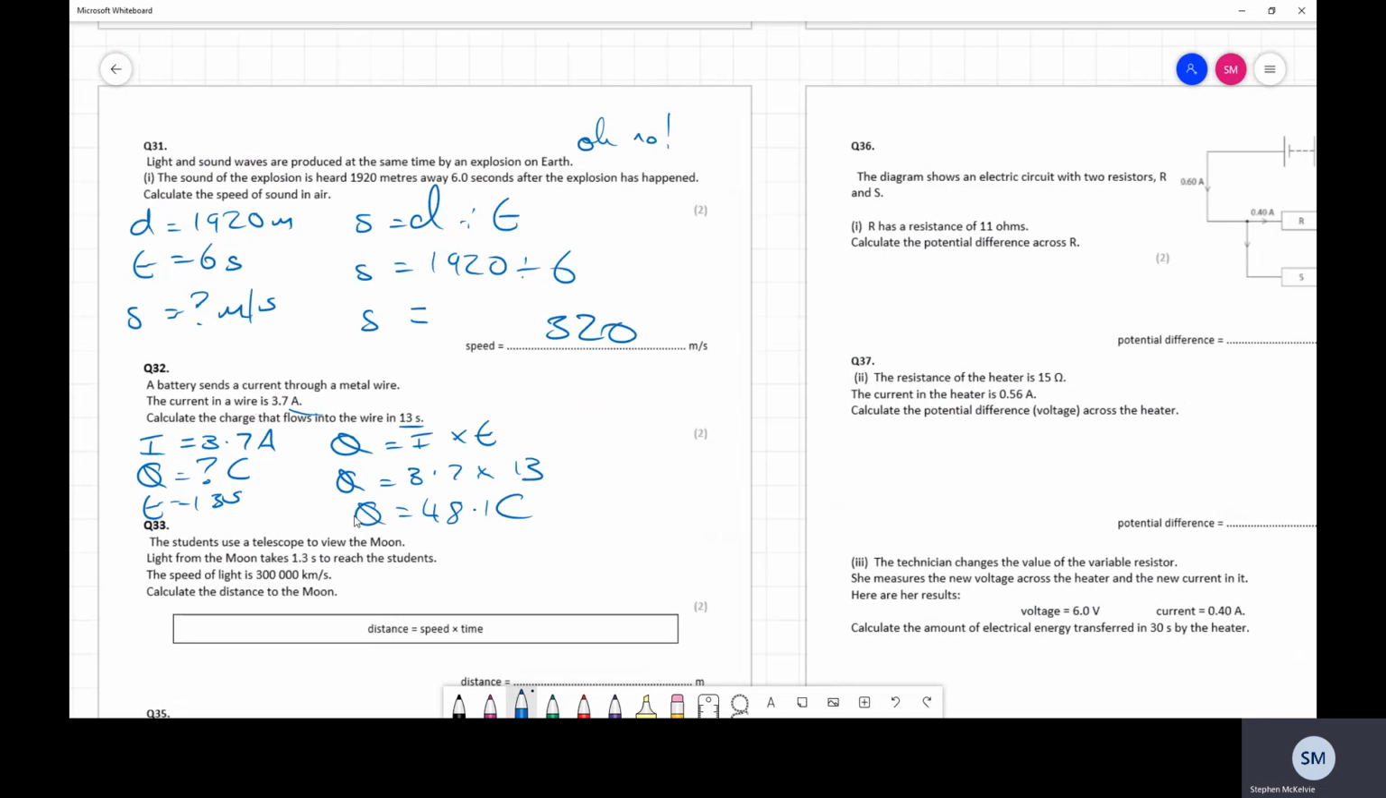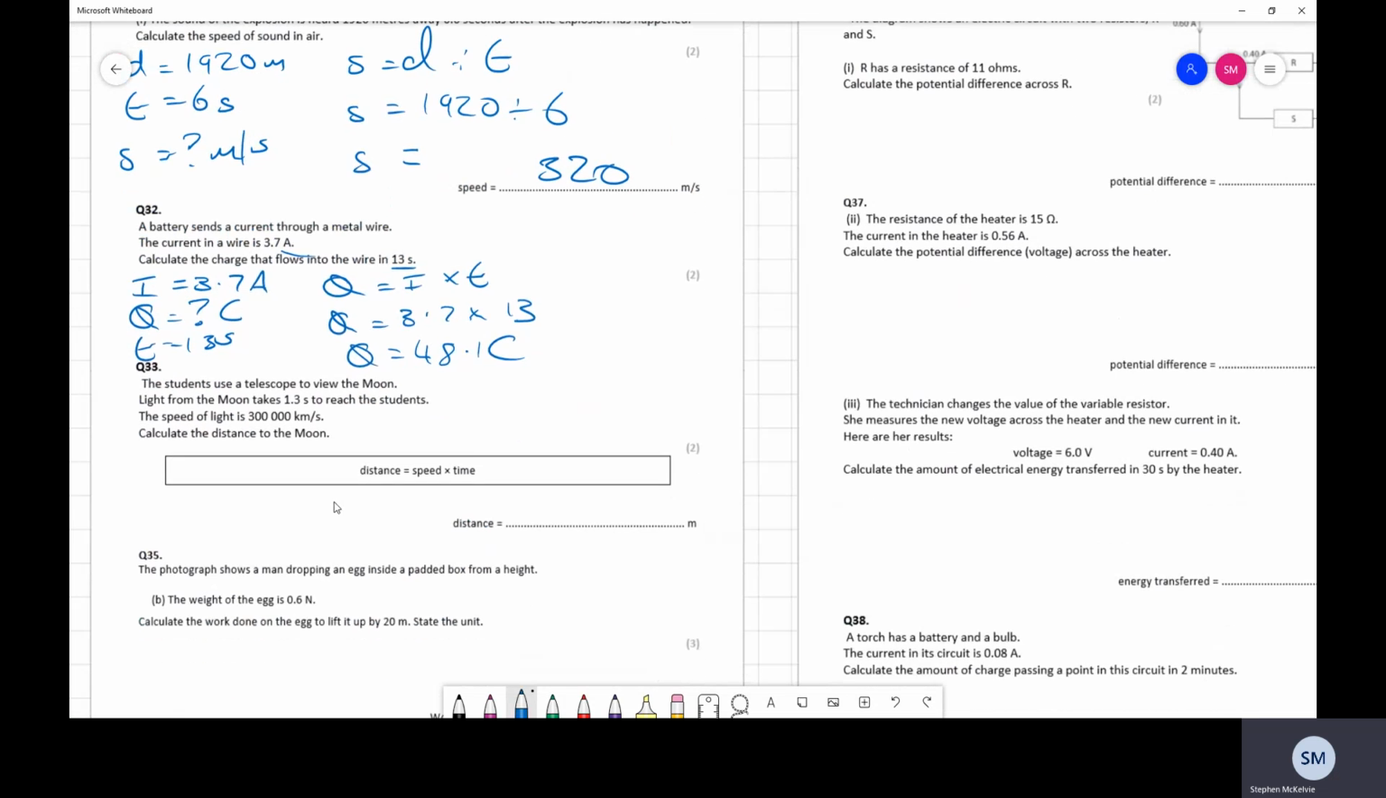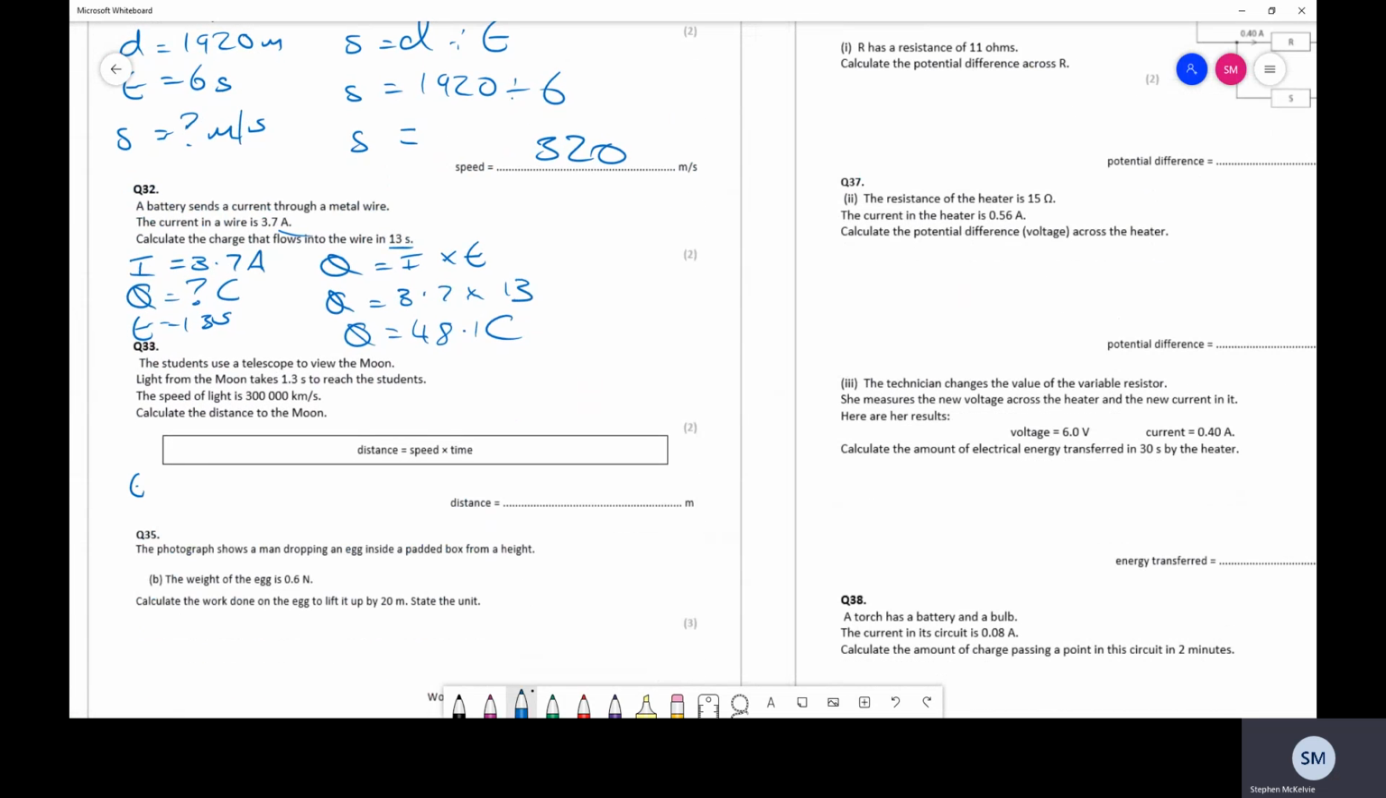The students use a telescope to view the moon. Light from the moon takes 1.3 seconds to reach the students. T is equal to 1.3 seconds. The speed of light is 300,000 kilometers per second. Speed is equal to 300,000 kilometers per second. Calculate the distance to the moon.